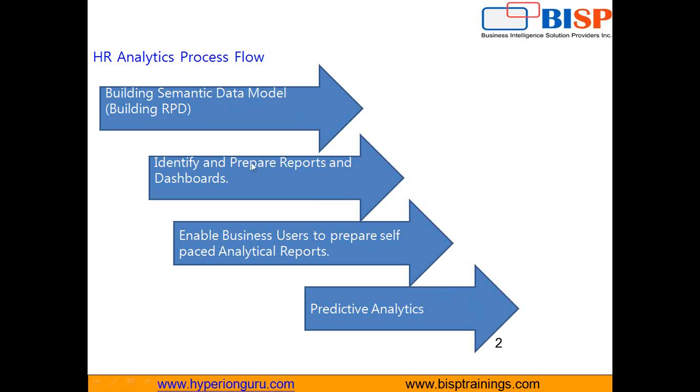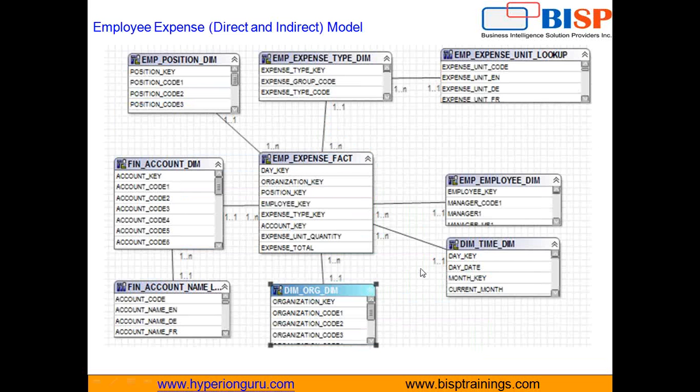So we are building our HR model in four steps. Step number one, we will build the RPD repository, which is called the semantic data model. Then we prepare reports and dashboards, then we enable business users to create self-service reports, and at the final step we'll do the predictive analytics, a four-step activity.